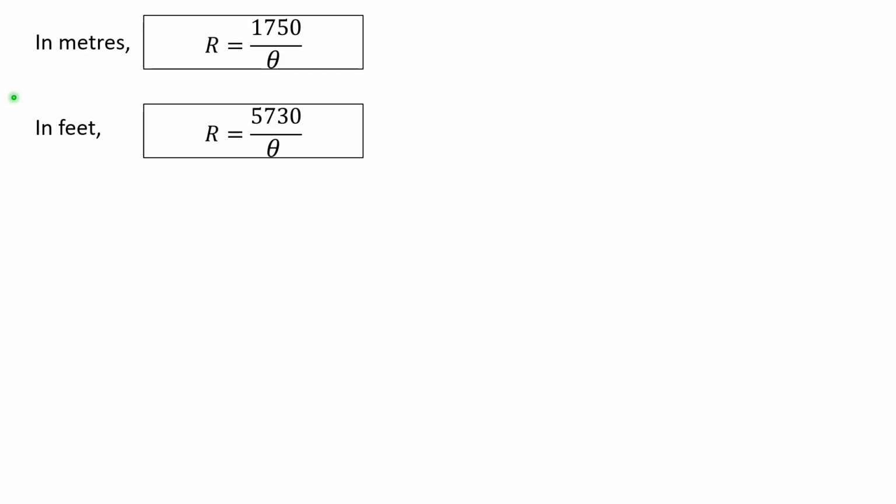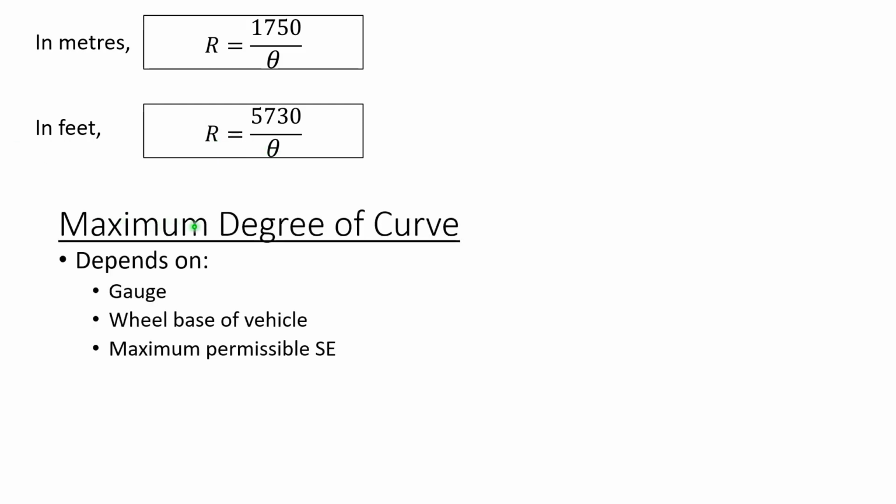As I told you, we try to avoid sharp curves as far as possible. A sharp curve is one which has a minimum radius with a maximum degree. The limiting value, the maximum degree of curve that can be provided, depends upon the gauge. Like we have seen three gauges in Indian Railway: narrow gauge, meter gauge and broad gauge. So this maximum degree of curve that we can provide varies with the gauge.